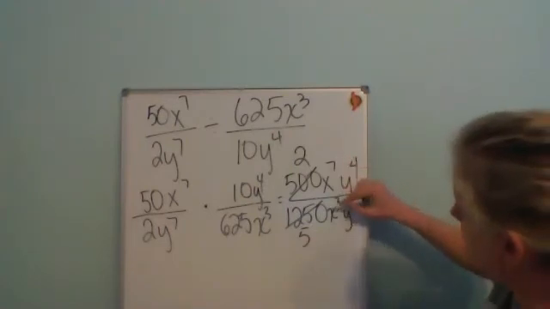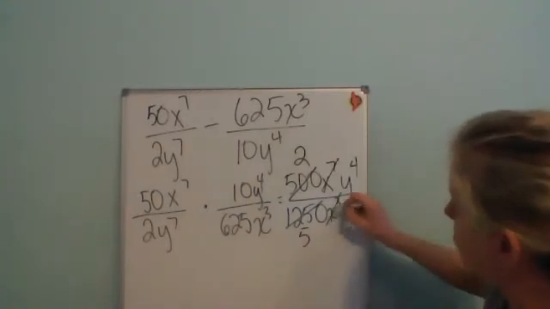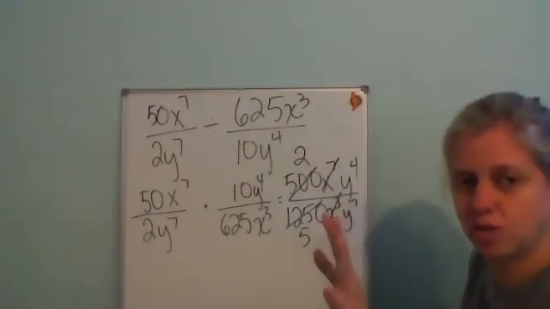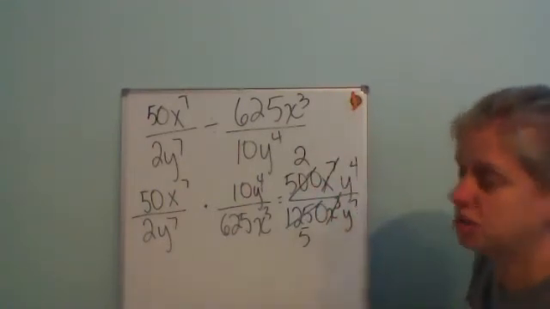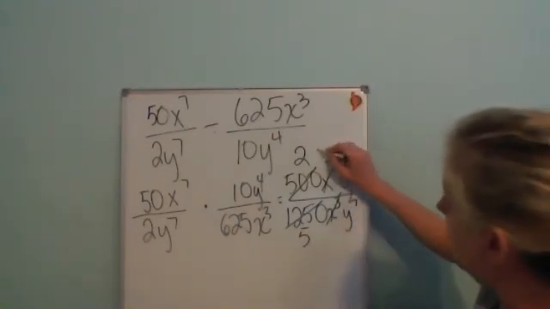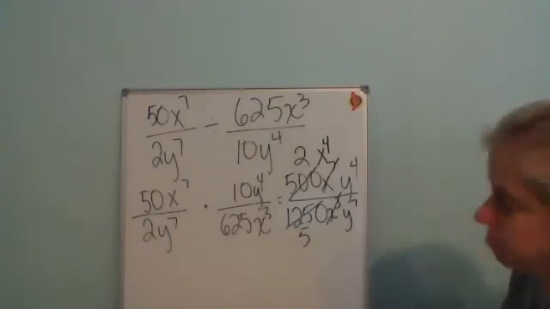Now, look at your x's. If I subtract my exponents, I have x to the 7th in the top and x to the 3rd in the bottom. So I'll have 4 left over. And your leftovers are always going to be wherever you had the most to start out with. So if I have x to the 7th in the top and x to the 3rd in the bottom, that'll leave me with x to the 4th in the top.